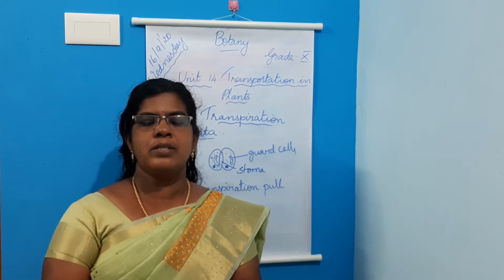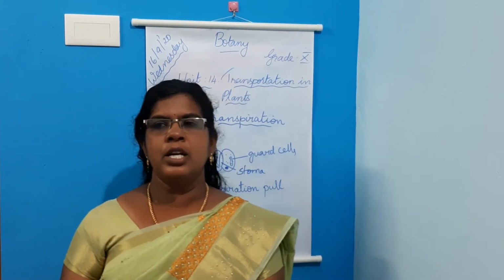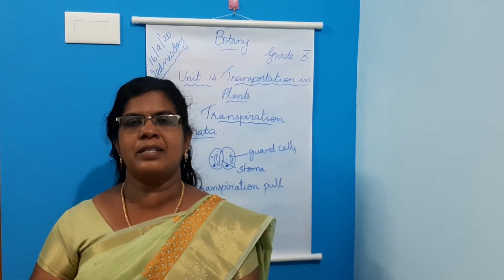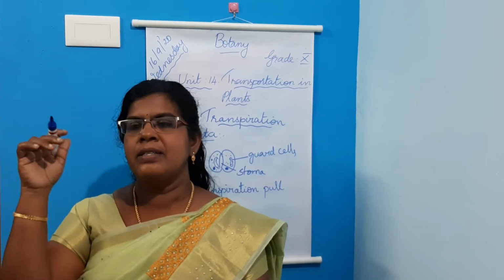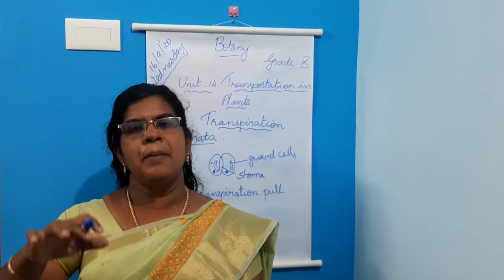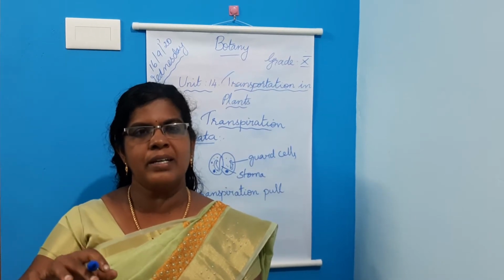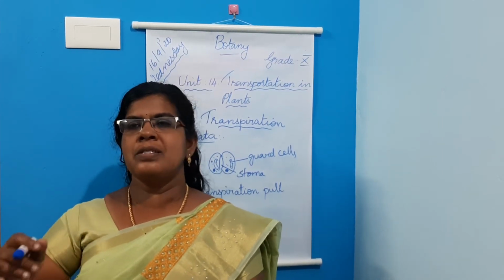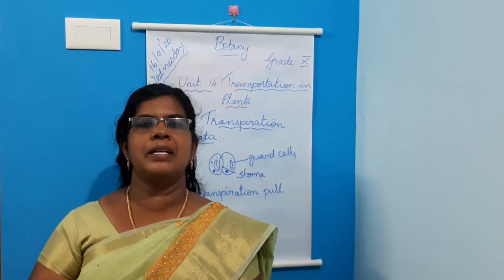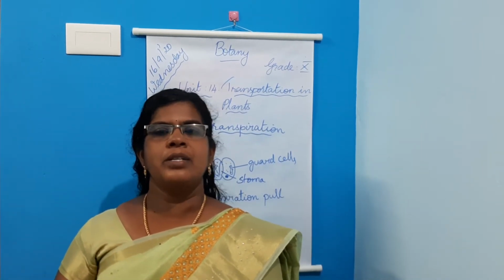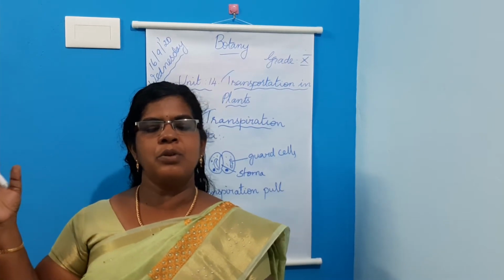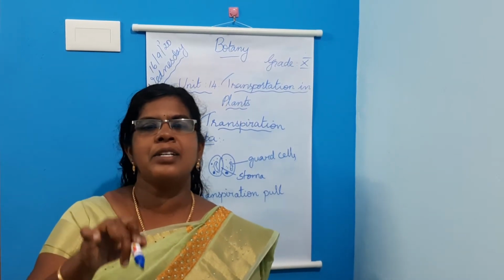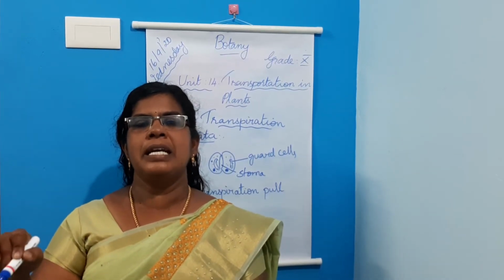The second one is that the concentration of minerals in the soil is usually lower than the concentration of minerals present in the root. Therefore, most of the minerals are not absorbed passively by the plants. Most of the minerals enter into the root by active absorption. This active absorption needs energy in the form of ATP.